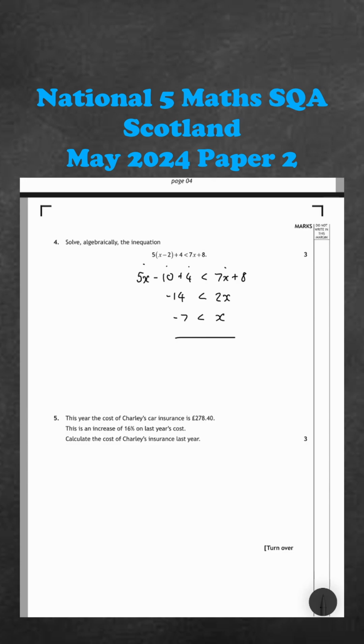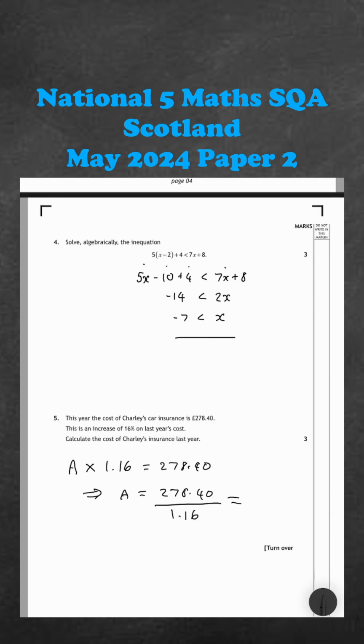Question number 5. This year, the cost of Charlie's car insurance is £278.40. This is an increase of 16% on last year's cost. Calculate the cost of Charlie's insurance last year. So let's call it A, the insurance last year. We know it has been increased by 16%, so A times 1.16, which is just 1 plus your 16%, equals 278.4. Therefore, we can say A is just 278.4 divided by 1.16.